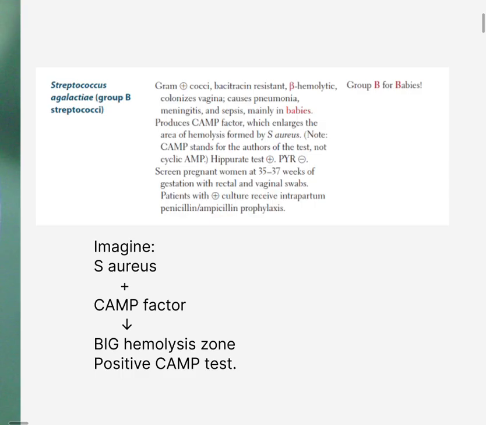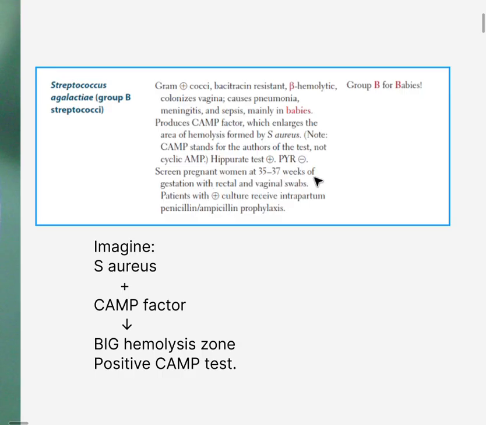In pregnancy screening, this is very important. Pregnant women are screened at 35 to 37 weeks of gestation using a vaginal swab or a rectal swab. If positive, we give these pregnant patients penicillin or ampicillin during labor. So during labor, we give them penicillin or ampicillin, and this prevents neonatal infection, right? I'll stop here.